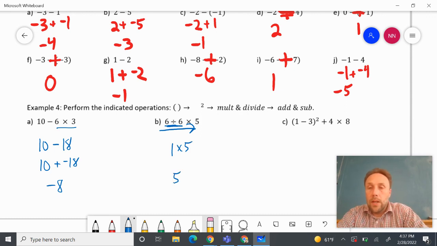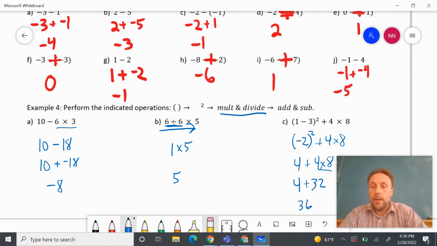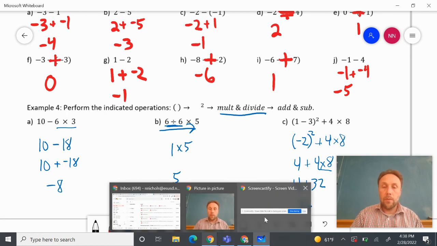And then for the last one, we're going to do the parentheses. 1 minus 3 is negative 2. Then I'm going to square it. That gives me 4. Now I have to decide add or multiply. I'm going to multiply before I add. So that gives me 4 plus 32. And when I add it up, I get 36. So this right here would be the real numbers.